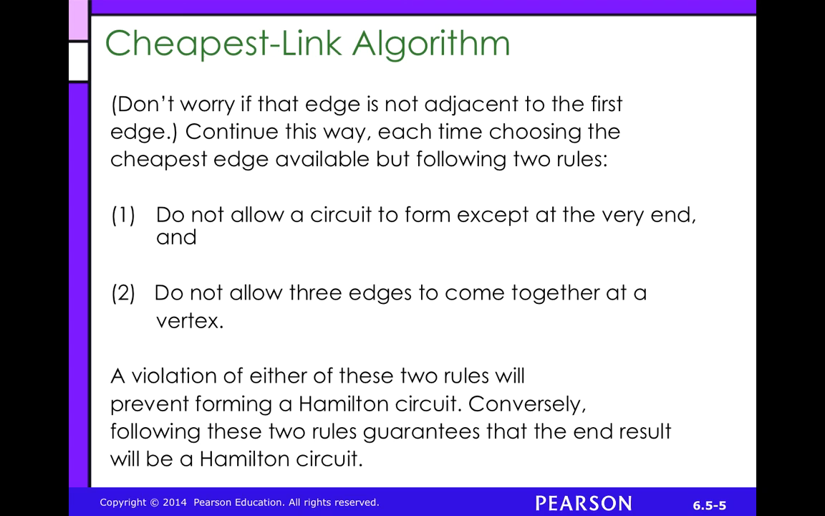Okay, so these are the 2 rules. As you're highlighting edges to cobble together a route, don't allow a circuit to form except at the very end. Also, never highlight 3 edges coming out of the same vertex. A violation of either of these 2 rules will prevent a Hamilton circuit from forming. And that's bad because you want a Hamilton circuit. You want to visit each vertex once and only once. On the other hand, if you follow these 2 rules, you will be guaranteed that once you're done, the end result will be a Hamilton circuit.